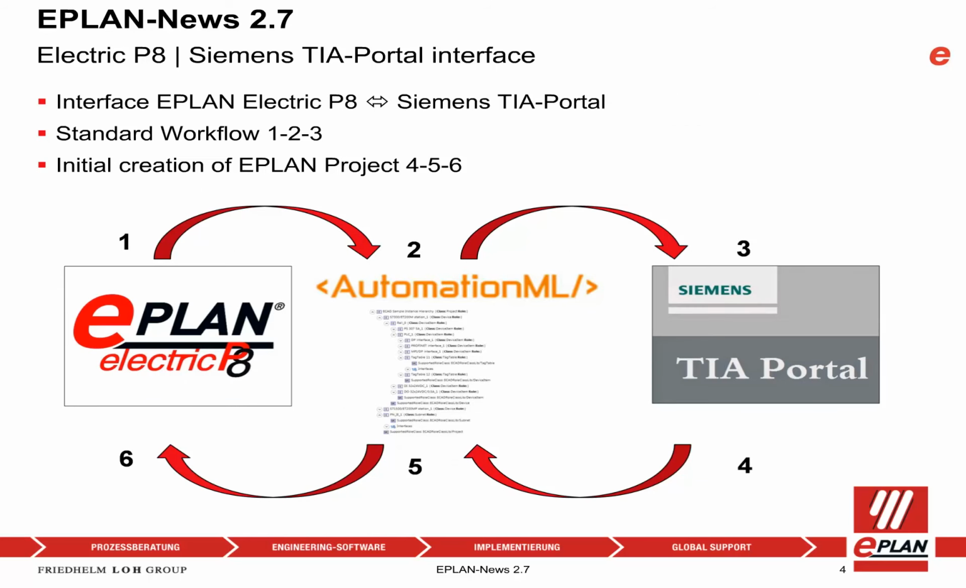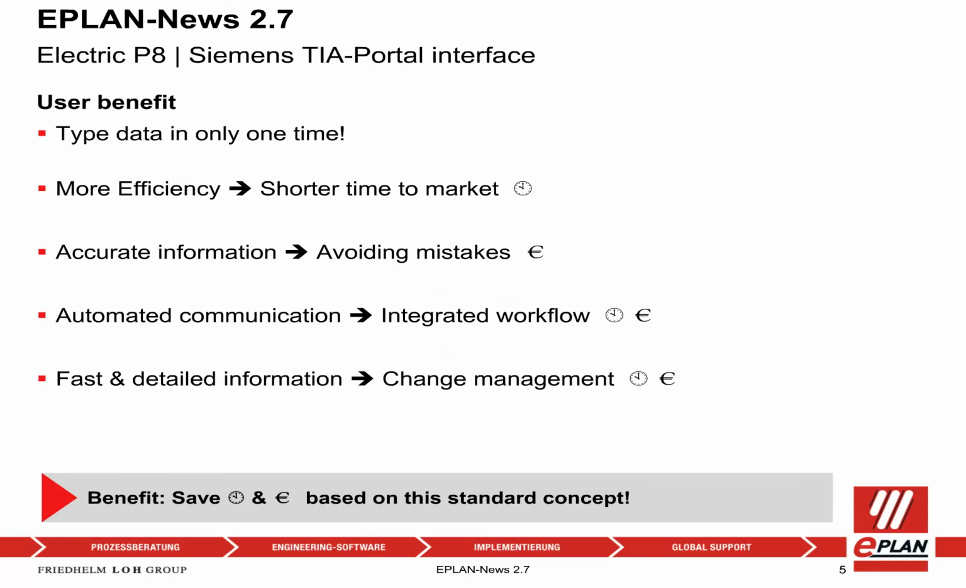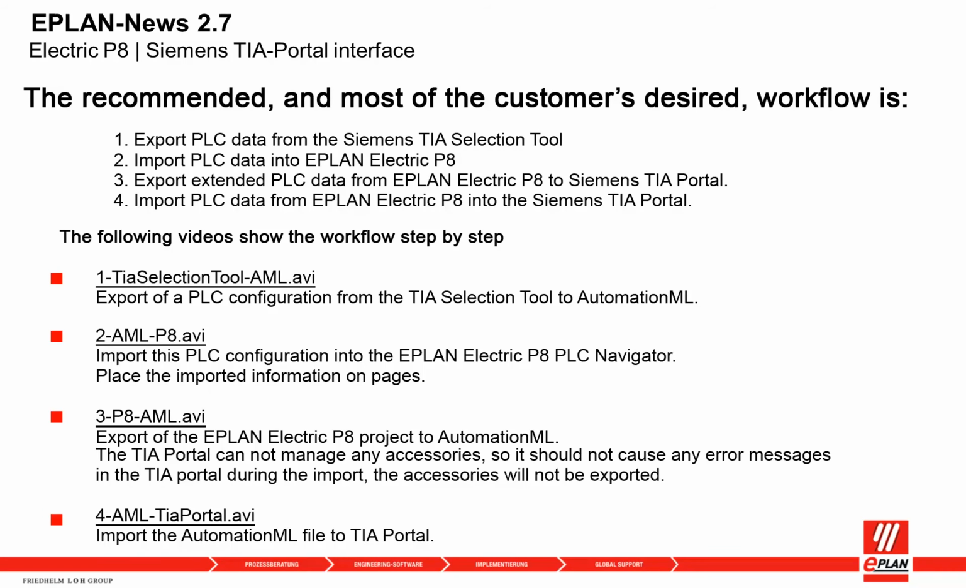With EPLAN Electric P8 from version 2.7 onwards, the possibility exists for data exchange from AutomationML to Siemens TIA Portal and back again. Time to market, avoiding mistakes, integrated workflow: we are unlocking manufacturing's full potential for performance and innovation. Now we can provide our customers a simple and stable solution to reach these goals. Benefit: save time and money based on this AutomationML standard concept.